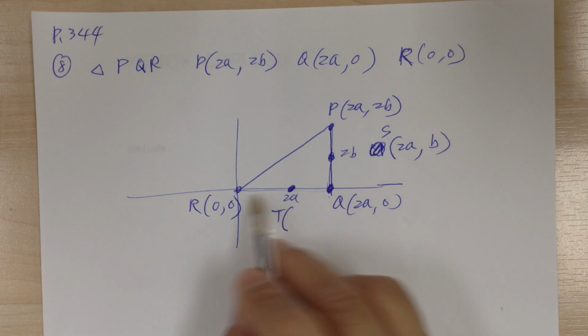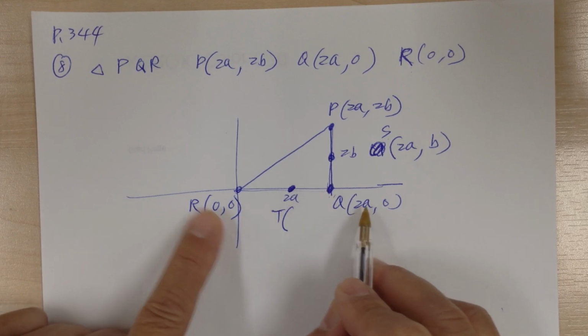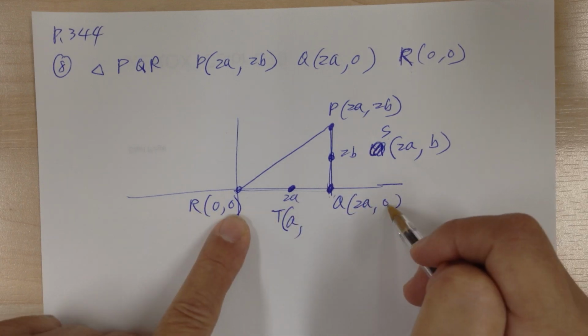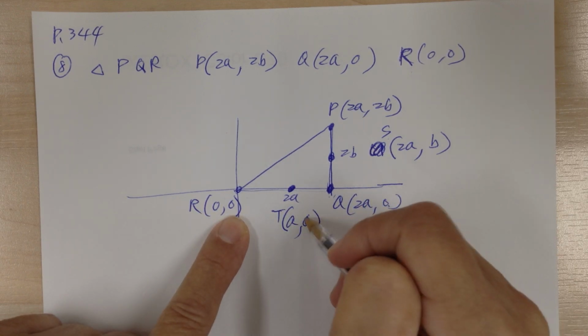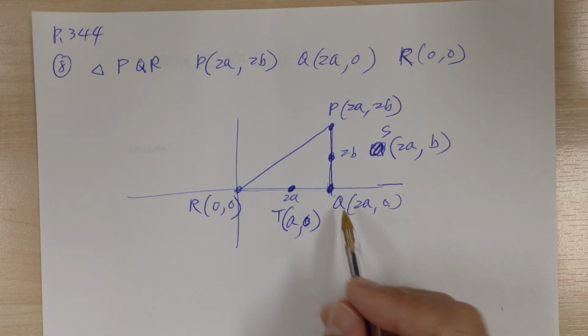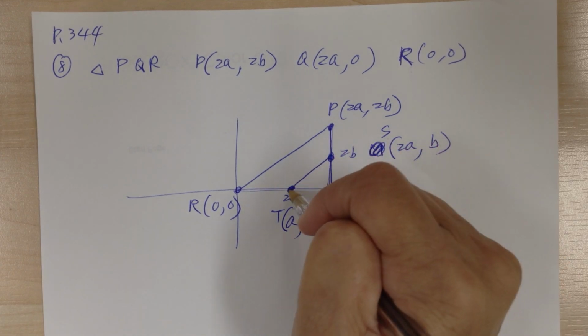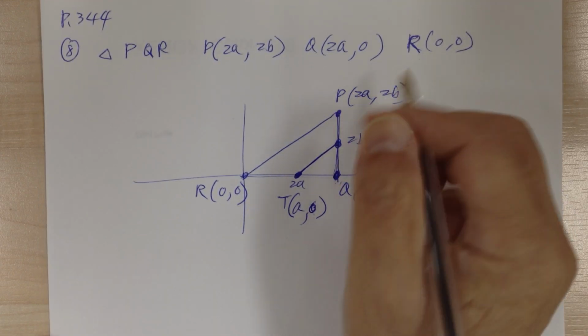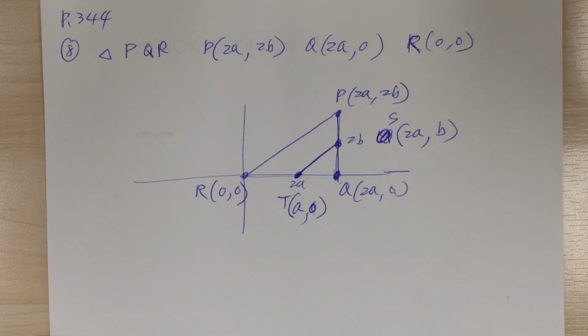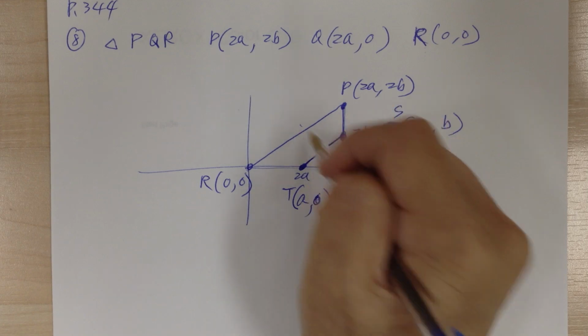So again, point T is halfway between here, so you average the two. You add, equal to 2A, divide by 2, you get A. So you got A, 0. And they show that ST is parallel to PR or PO. So you want to show these two are parallel.